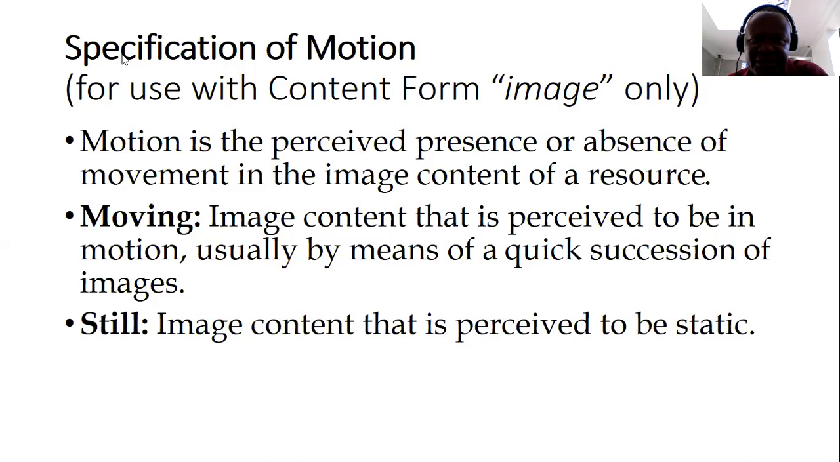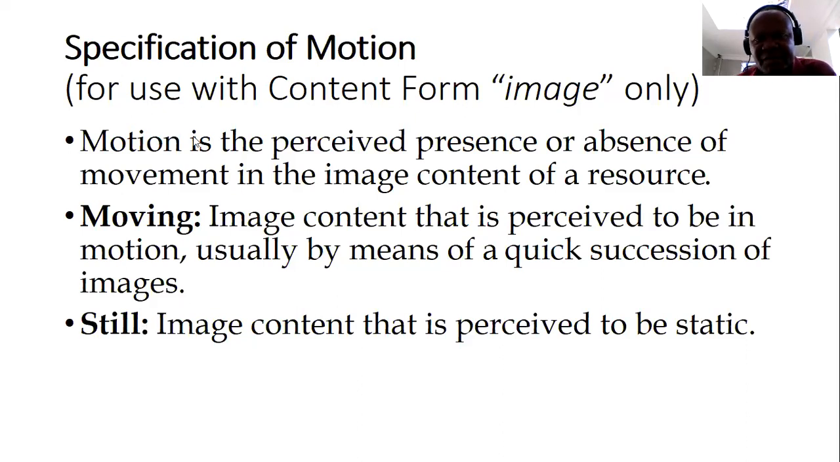So when we are specifying motion, it only happens to materials which are images. And it can either be moving or it can be still. So there are 2 specifications. So specification of motion, this is used with the content form image only. In other words, when the material we are cataloging is in form of images, that is when we can specify the motion. Either it is moving or it is still.